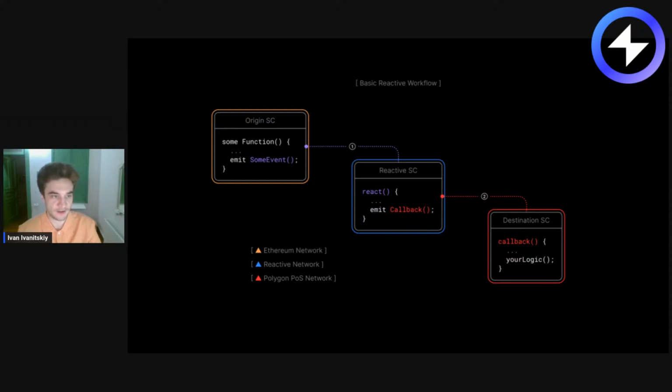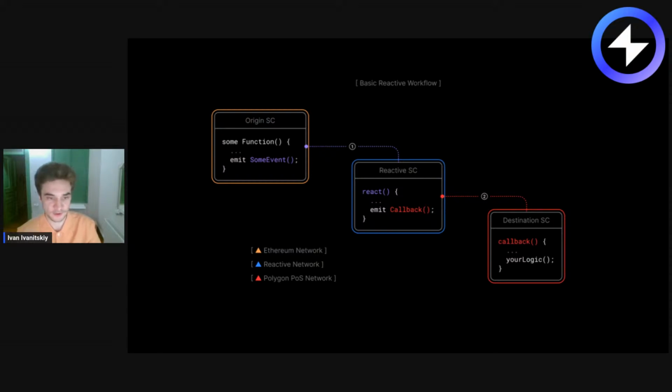So the first thing we have here, the yellow one on Ethereum network, is an origin smart contract. It's some smart contract that we're interested in monitoring, right? And some event is happening on this origin smart contract. Then Reactive Network sees this event. It's triggered by this event, and it runs the corresponding reactive smart contract, the reactive smart contract that was subscribed to this particular event, defined by its topic 0 in this particular smart contract, right?